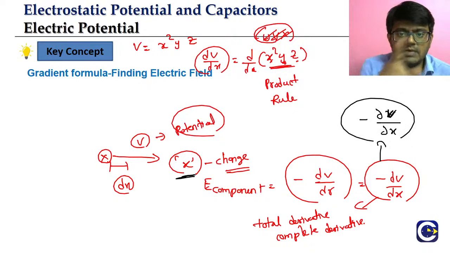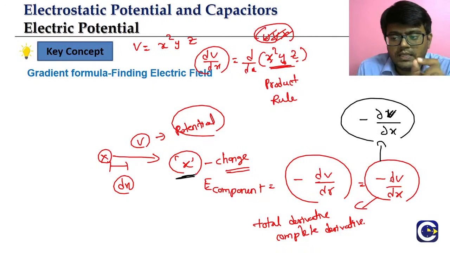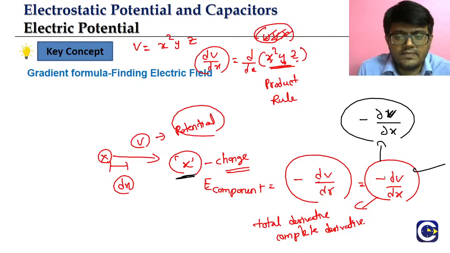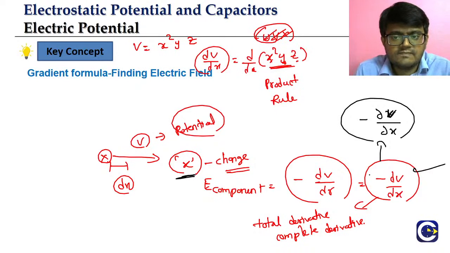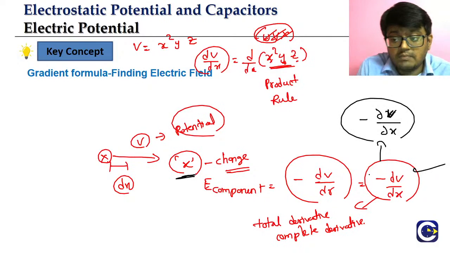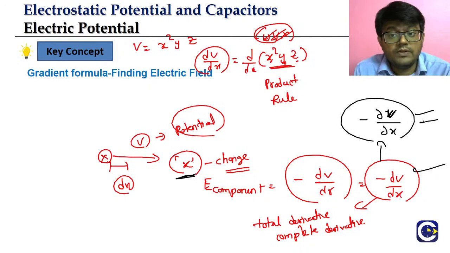Instead of d, we'll use this curved d, dou. So instead of saying minus dv by dx, how will we pronounce it? Minus dou v by dou x. The only difference is that when we take dv by dx, we consider y also as a variable, z also as a variable. But when we take the partial derivative, only x is the variable part. Y and z we have to consider as constants.